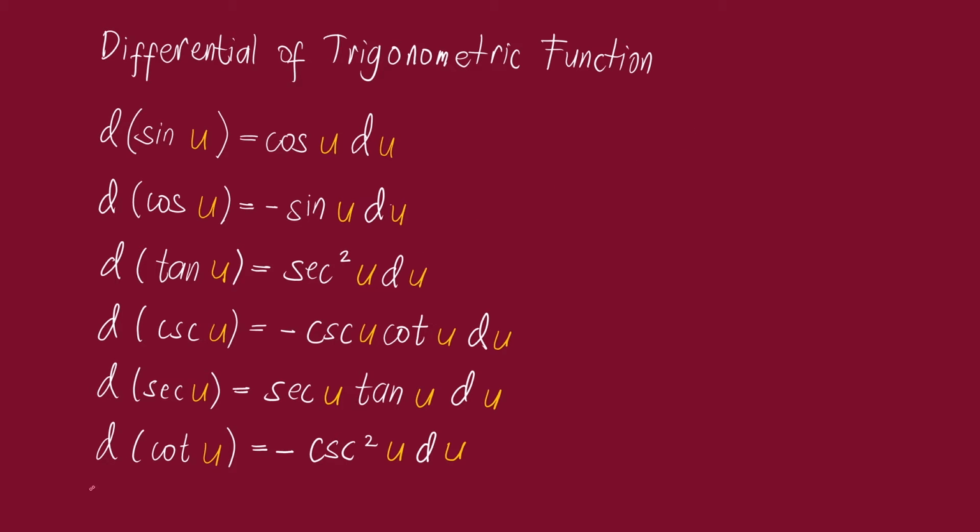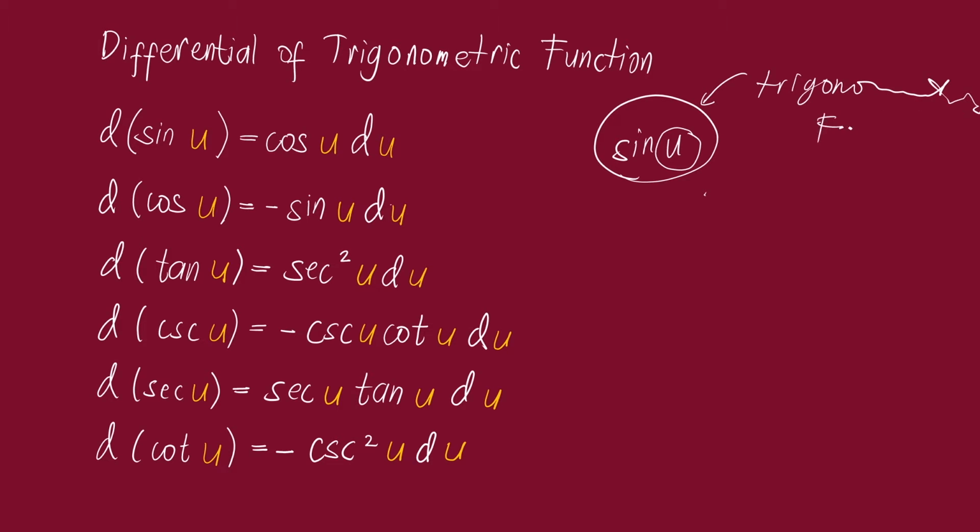Suppose, for example, you have sine u. Now, the whole of this is what we call the trigonometric function. And the u here, yung u dyan, ang tawag dyan is the argument of the trigonometric function. So the whole of that is the trigonometric function, and your u naman, the u here is the argument.